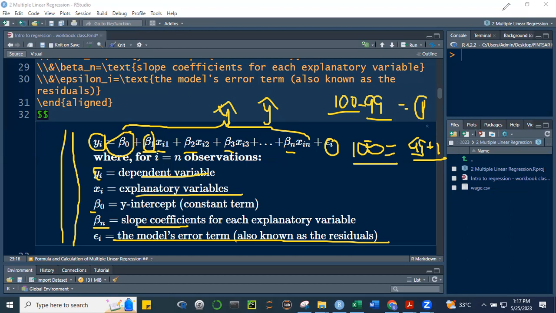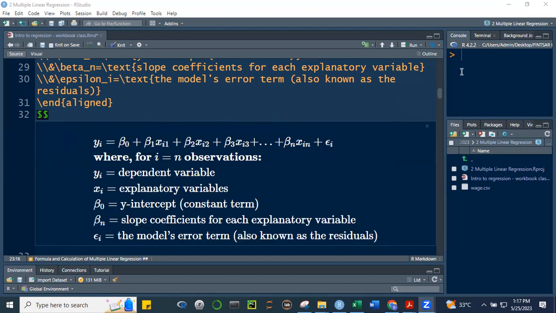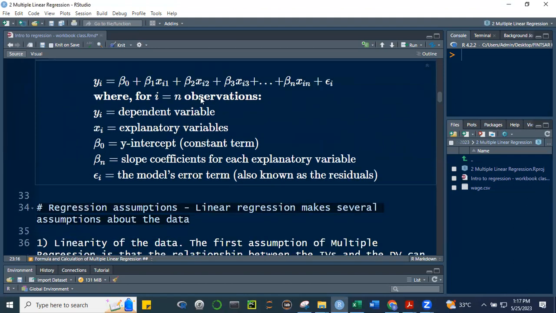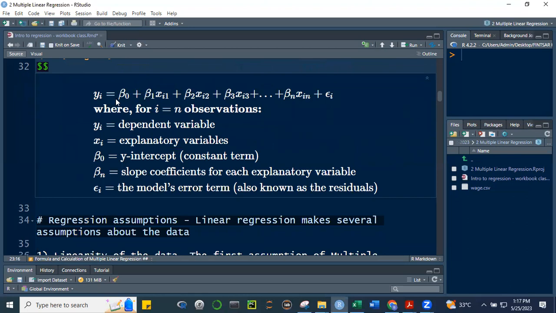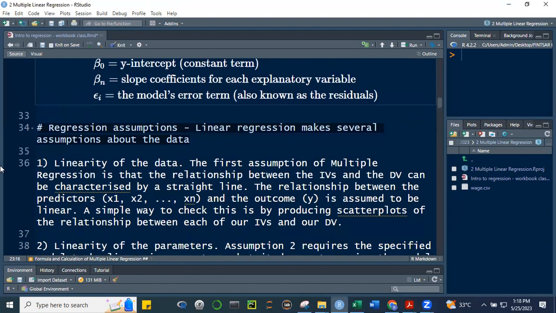Let's clear the drawings first. All right, so this is our multiple linear regression equation. Now, this multiple linear regression equation is based on certain assumptions. The computation of beta null, beta 1, beta 2, up to beta n is based on certain assumptions. And those assumptions can be found here. So let's look at the assumptions of what we call the classical linear regression model.